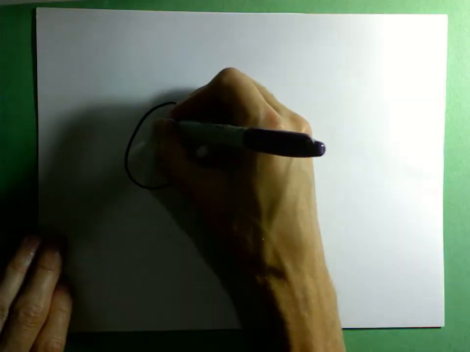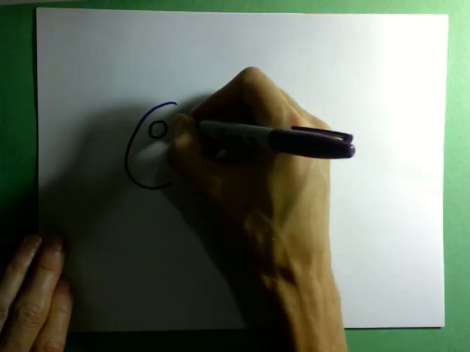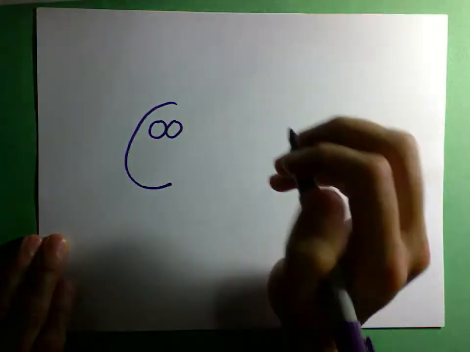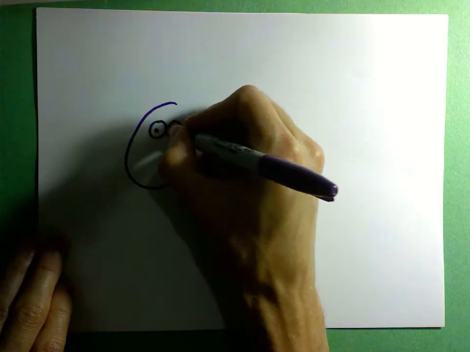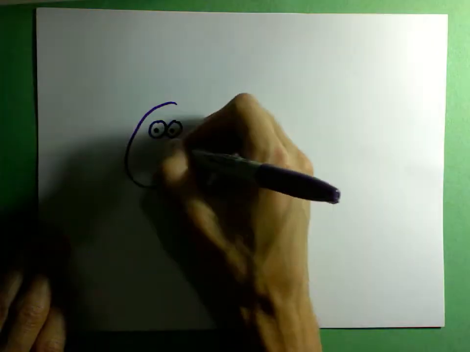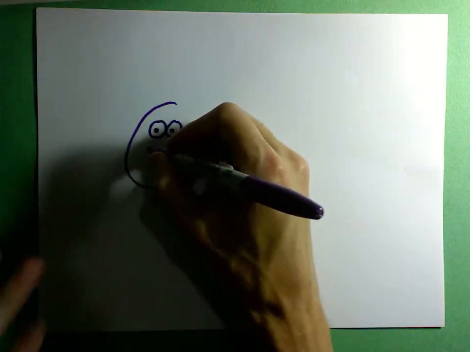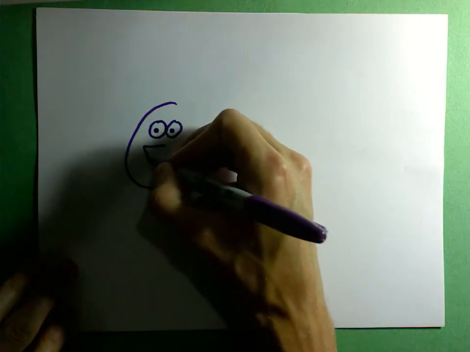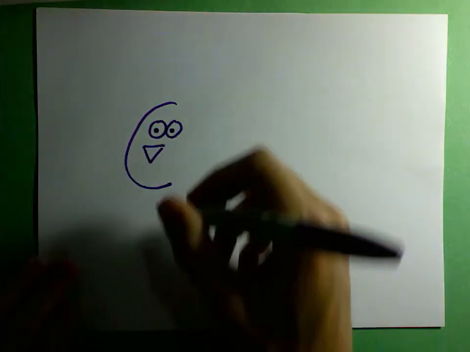Second, we're going to start to draw the eyes. So it's just going to be two circles on the inside of the C towards the top right here, and then two little dots, 1, 2. After that, we're going to draw the nose, and the nose is just going to be an upside down triangle, and that's going to be with 1, 2, 3 sides to it.